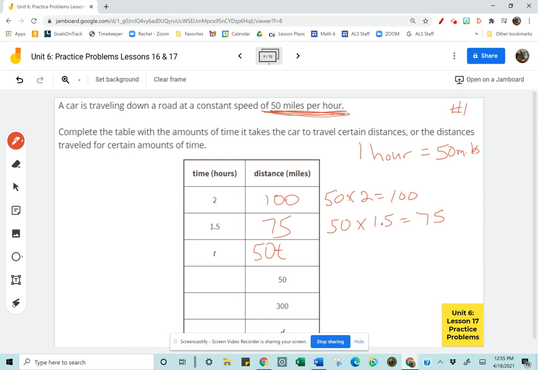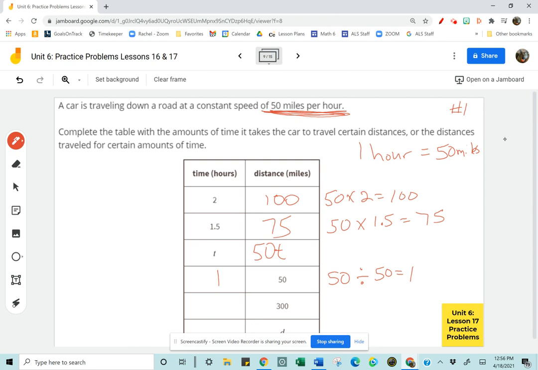Now, on the second half of this chart, we're doing the opposite. We have the distance and we want to know how long it's going to take us to travel that distance. So 50, we've gone 50 miles. Well, it takes us 1 hour to travel 50 miles. So 50 divided by 50 is going to give me 1.